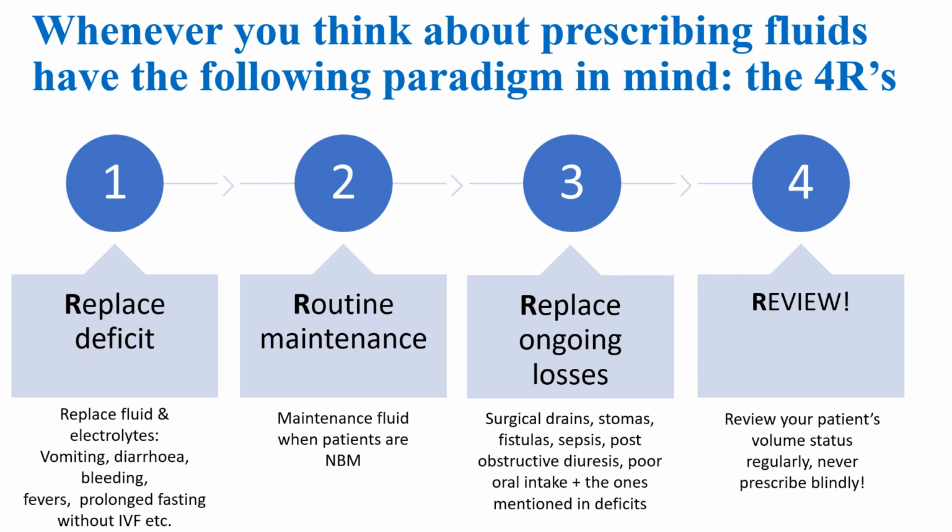So, just to re-emphasize, whenever you think about replacement, consider replacing deficits. So replace your electrolytes, give fluid boluses if the patient is tachycardic or hypotensive. Calculate your routine maintenance as we described using one of our autopilot methods, and make sure you replace ongoing losses. And I'll provide you with an example on how to do that. Remember, it's very important to review your patient regularly and assess how they're responding to your therapy.